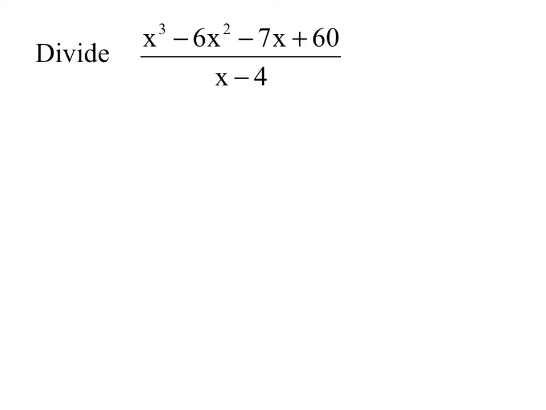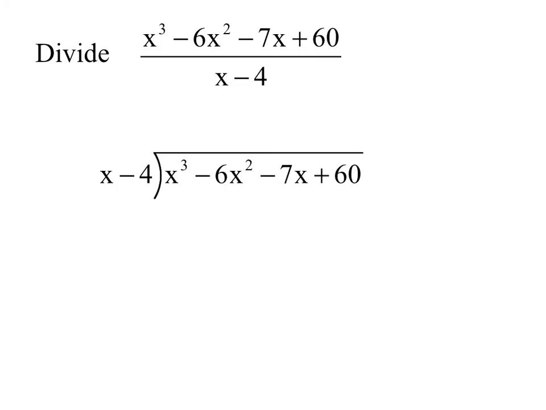All right, so let's try another one. Which one goes into the box? Remember my saying? Top dog goes in the dog house. And then I'm going to, x minus 4 is the divisor, x cubed minus 6x squared minus 7x plus 60 is the dividend. And our answer is called the quotient.